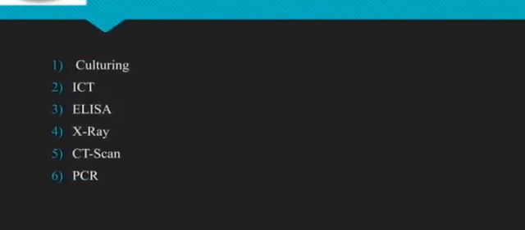The diagnostic methods are culturing, ICT, ELISA, X-ray, CT scan and PCR.